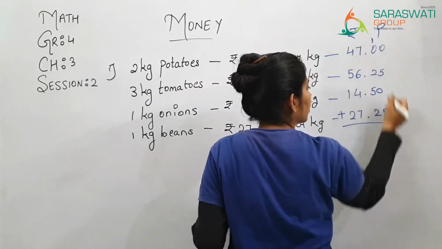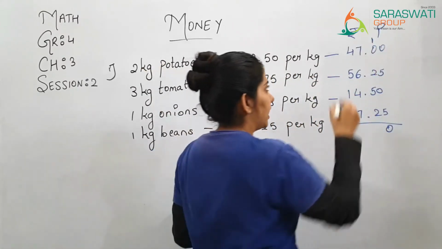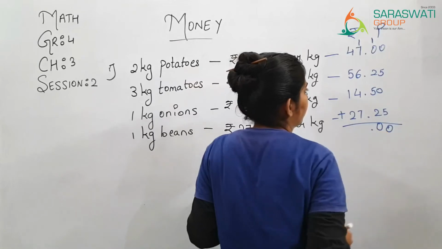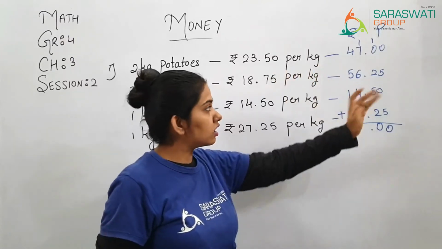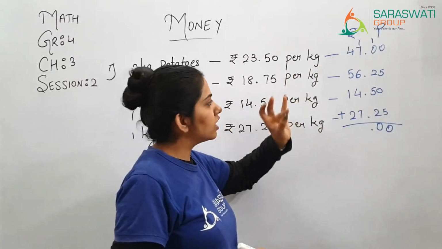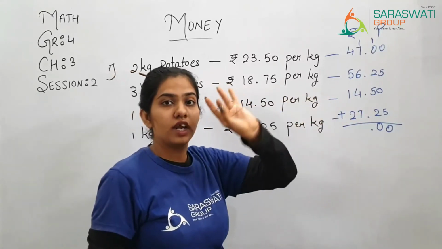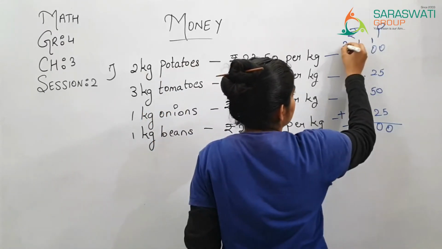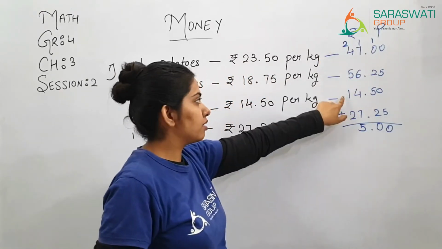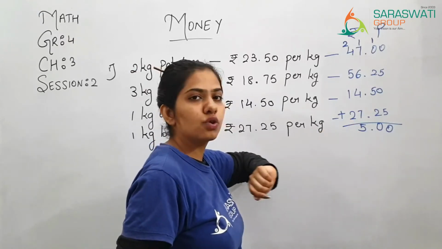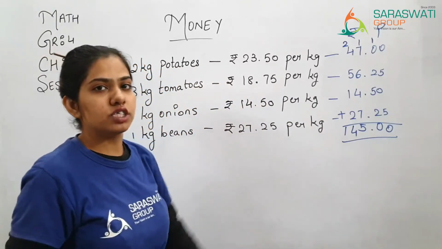5 plus 5 10. 2 plus 1 3 plus 5 8 plus 2 10. 7 plus 1 8 plus 6 9 10 11 12 13 14 plus 4 15 16 17 18 plus 7 19 20 21 22 23 24 and 25. 2 carry and 5. 4 plus 2 6 plus 5 11 plus 1 12 plus 2 14. So in total she is paying 145 rupees.